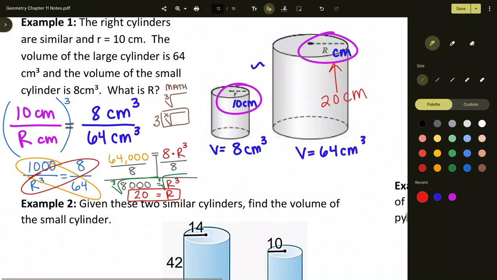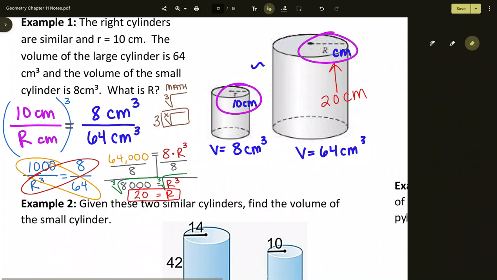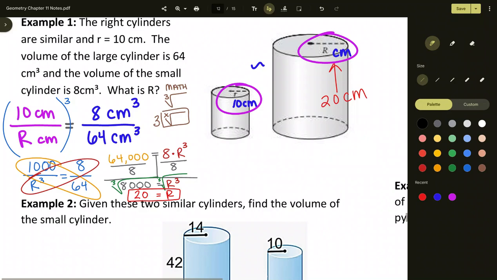All right, now I told you I was going to show you both methods. So I need to save myself some space here. I'm going to erase this just so I have some space. I'm going to show you the other method, which is taking that 10 over r and 8 over 64 and first doing the cube root on the 8 and the 64. So if I do the cube root of 8, it's saying what number cubed equals 8. It actually comes out to the number 2. And if I do the same thing on the number 64, it comes out to the number 4. And then I can compare 10 over r to 2 over 4.